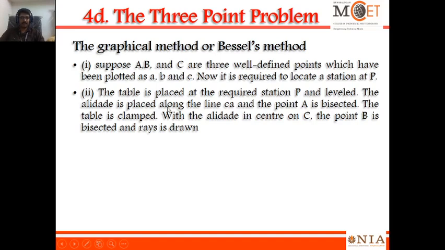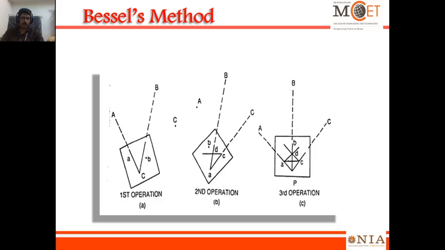The alidade is placed. You have to remember the notations carefully in this method. The alidade is placed along the line CA and the point A is bisected. Right, the table is clamped with the alidade centered on C. The point B is bisected and the rays are drawn. How? The table is oriented towards CA by bisecting the A. Then keep the alidade over C and view the B. A ray is drawn. Right.